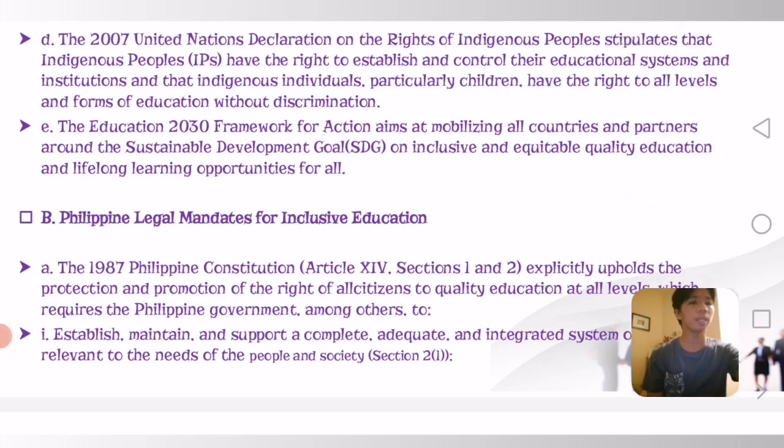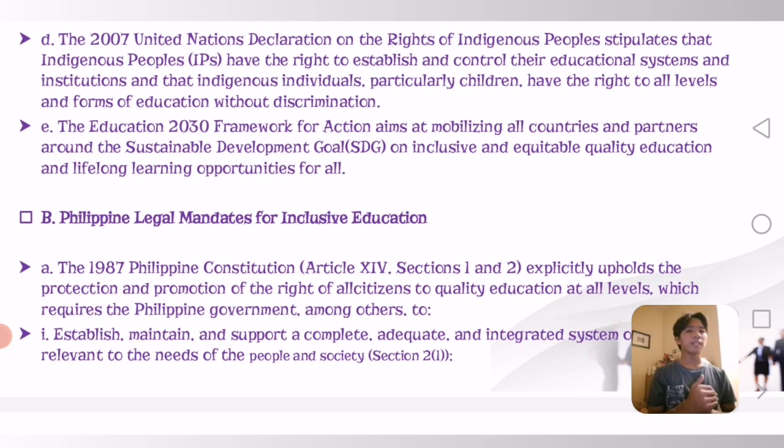So in letter D, the 2007 United Nations Declaration on the Rights of Indigenous Peoples stipulates that indigenous peoples, or IPs, have the right to establish and control their educational systems and institutions, and that indigenous individuals, particularly children, have the right to all levels and forms of education without discrimination. So whether the IPs, the indigenous people, or indigenous individuals, we should not discriminate against them, because they are human. They are human beings living in this world.